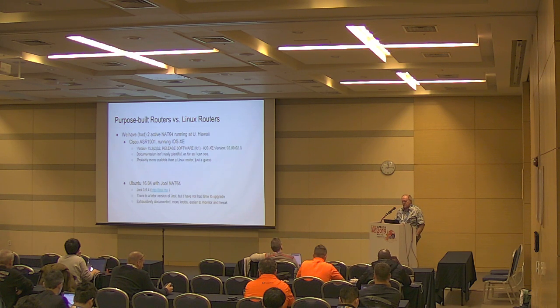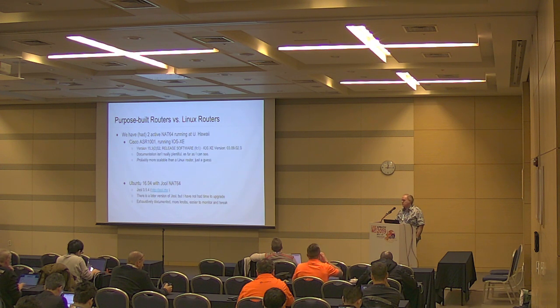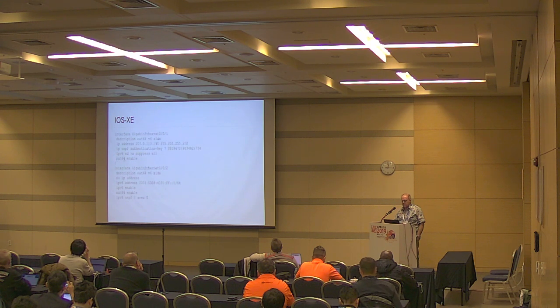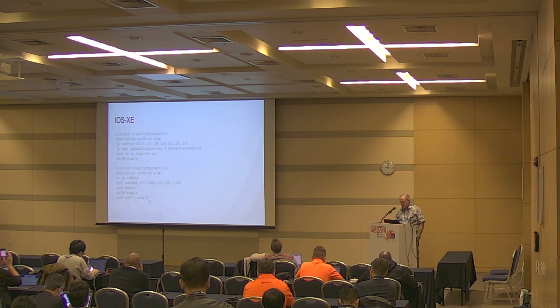And then we have an Ubuntu 16.04, which shows you how long ago I did that, running NAT 6.4 with Jool. There is a later version of Jool, but it's really exhaustively documented. Even if you don't want to deploy Jool, going to their website and reading the whole thing is the best way to go to NAT 6.4 University in a hurry. So this is a little bit about how Cisco configures NAT 6.4. You can see the NAT 6.4 enable right there, and we're not doing neighbor discovery, et cetera. And also NAT 6.4 enable, and we hooked it up to OSPF.